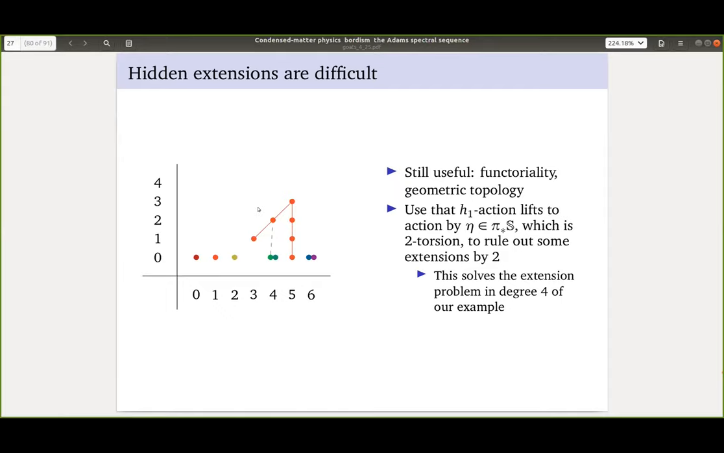Often extension problems can actually be quite difficult. So this is one of the things that really requires ingenuity and perseverance. I mean, this example it didn't, but in other examples it might. So this is the part that makes this more interesting.